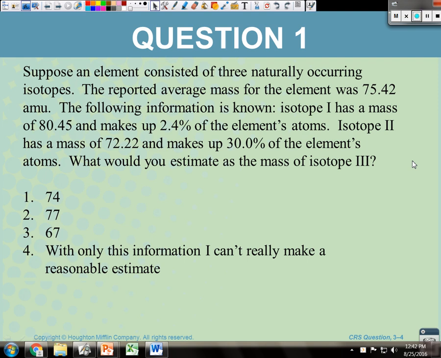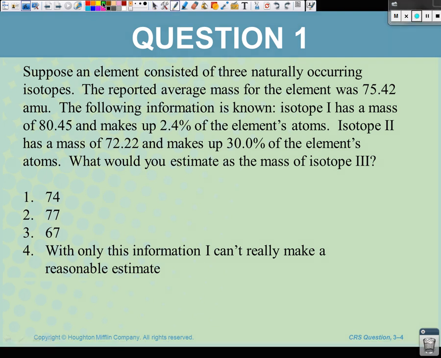So suppose an element consists of three naturally occurring isotopes, and we looked at this at the very end yesterday, but I want to go back and just show you what I was talking about. The reported average mass. So this is what will be found on the periodic table. That's the number actually up there. If you have the periodic table, is there a mass that is 75.42? No. It's between arsenic and selenium, so it would be in between those two if it were real. So you can't tell me who this is because it's not a real thing.